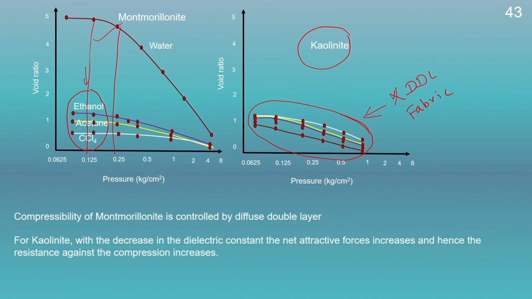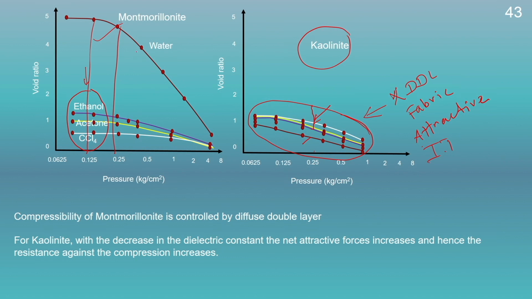As we decrease the dielectric constant, the net attractive forces will increase. As the net attractive forces increase, the particles become more flocculated. So, here we could see the CCl4 will be more flocculated, therefore, it will have a larger void ratio in comparison to water, and it will be in a reverse trend in comparison to montmorillonite.